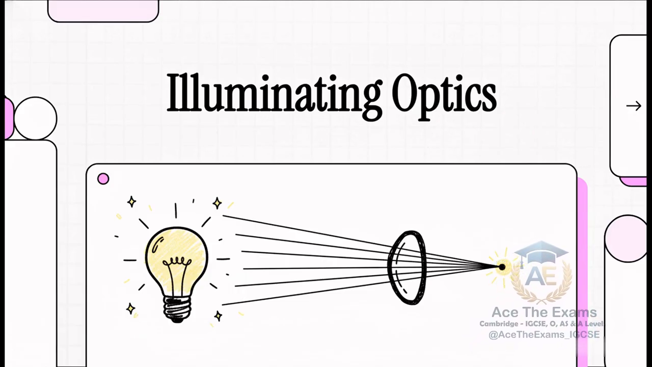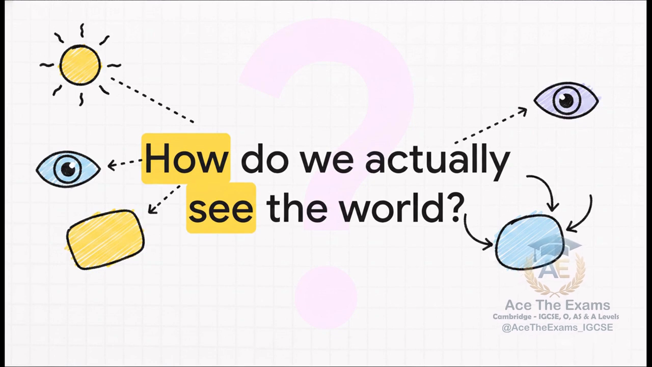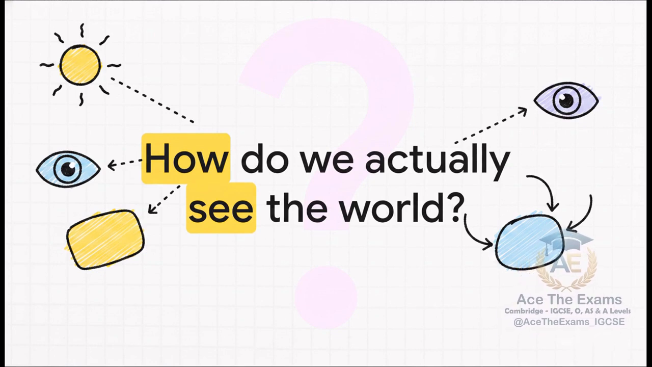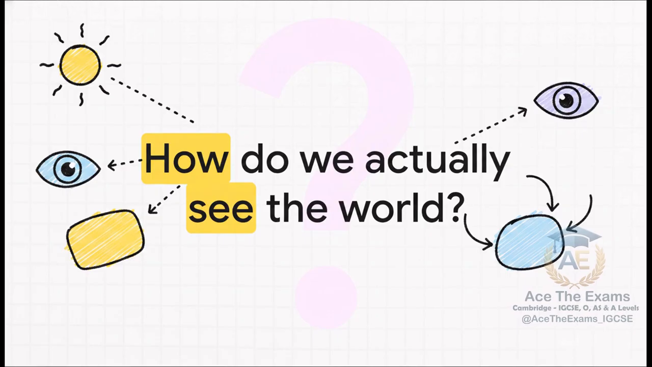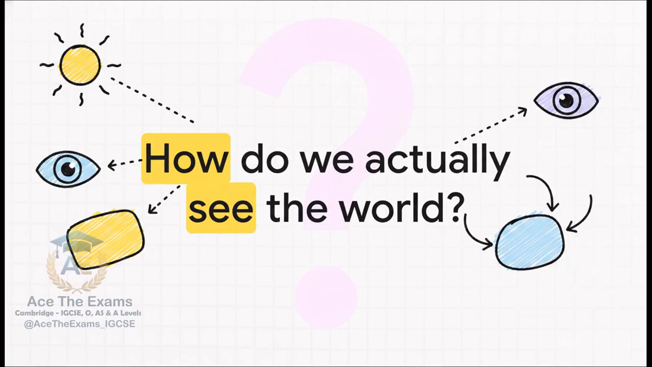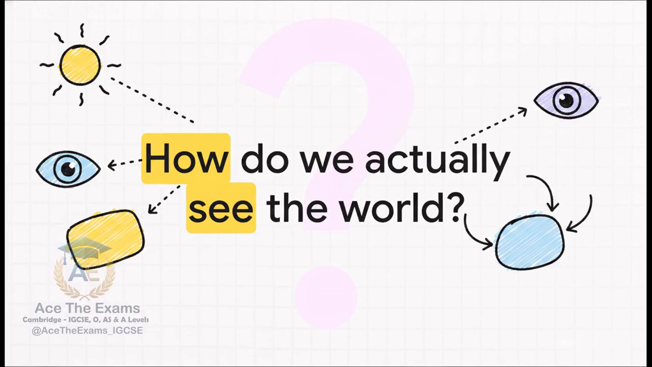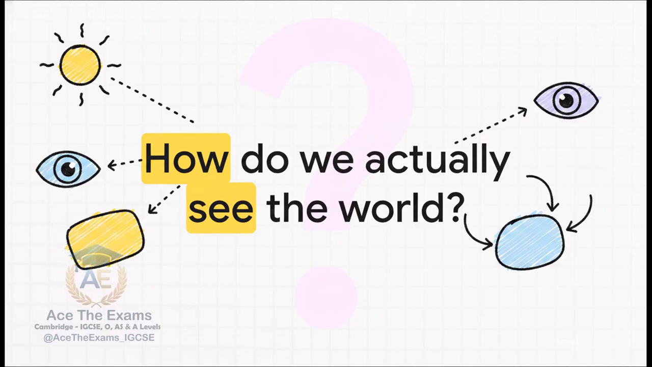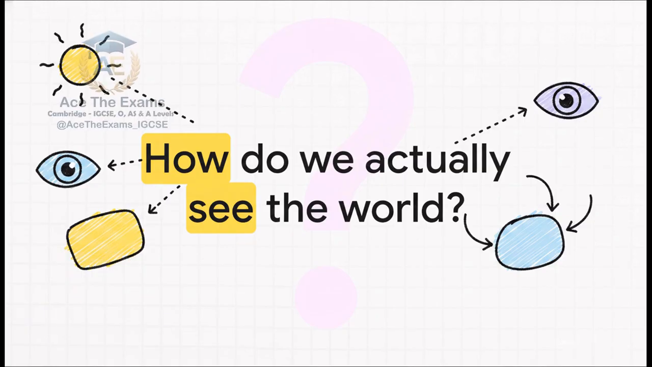Let's get started. It all starts with a simple yet profound question. How do we actually see the world around us? It's not magic, it's physics. For you to see absolutely anything, light must physically enter your eyes. It either travels directly from a glowing source straight into your pupil, or it bounces off an object and reflects right into your eyes. That is the foundation of optics.